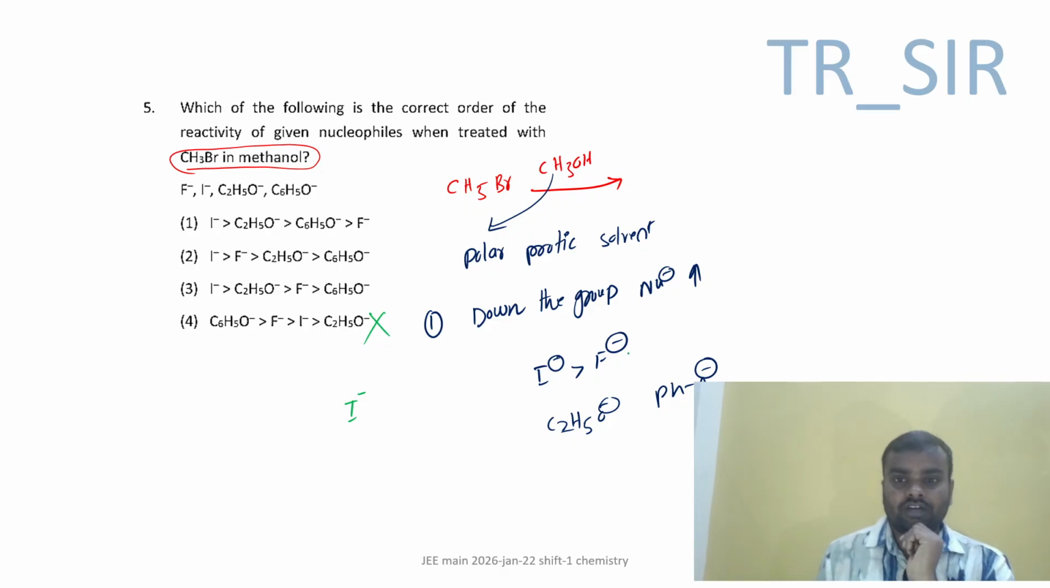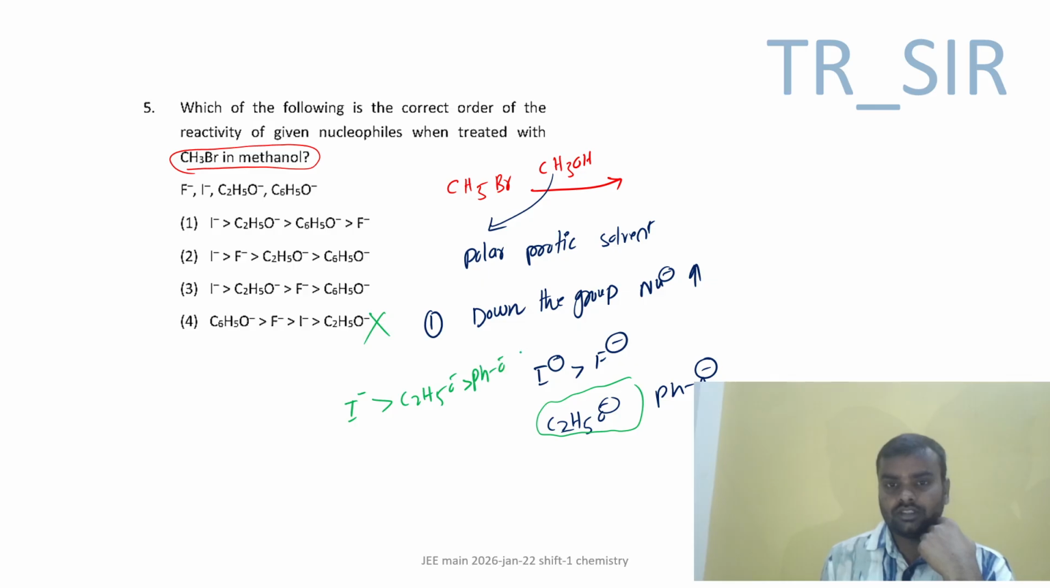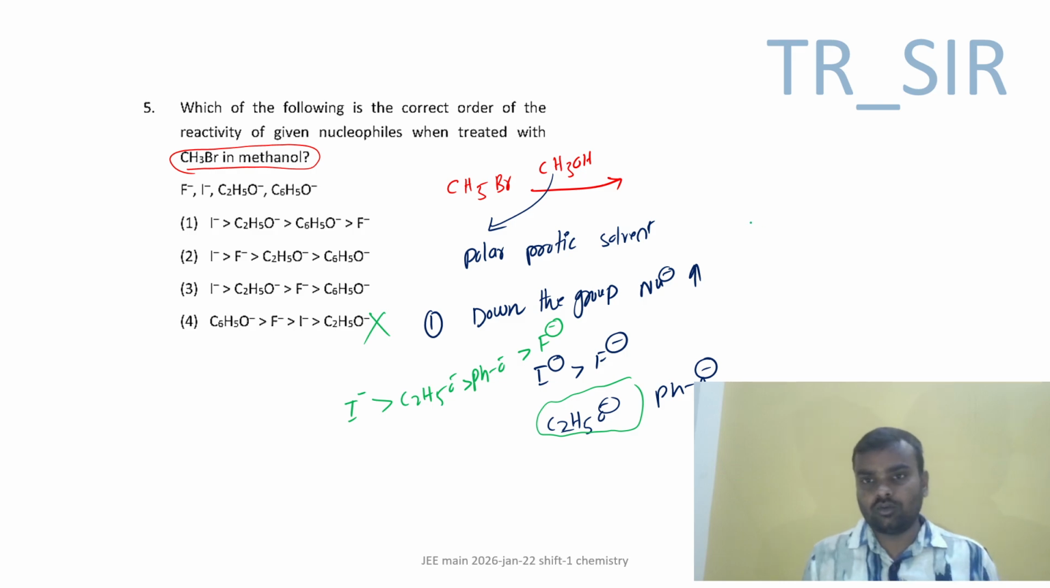Then what will happen after that? Here you can see this ethoxide, C2H5O negative. Then PhO negative will be the least. We can also keep one more point: left to right, nucleophilicity decreases.